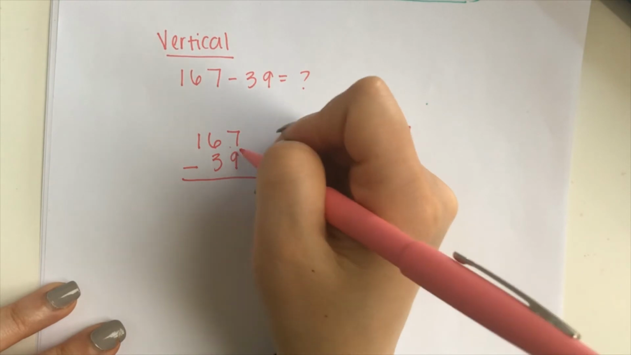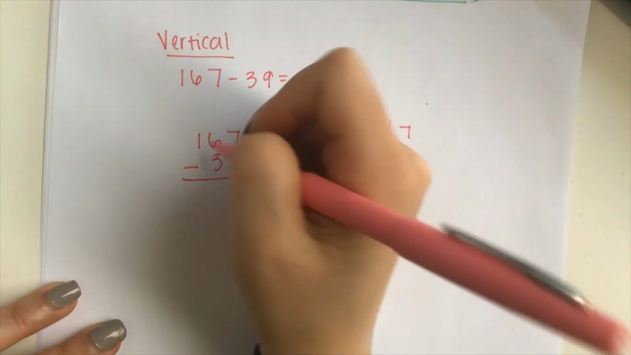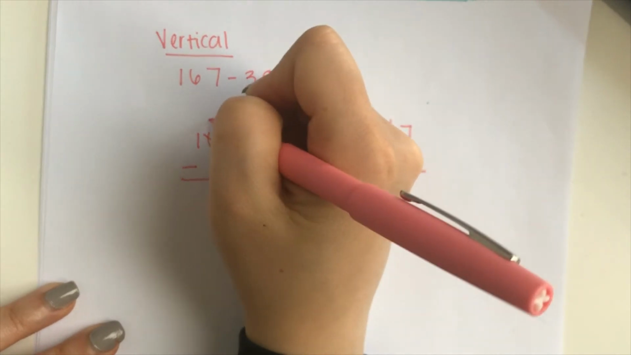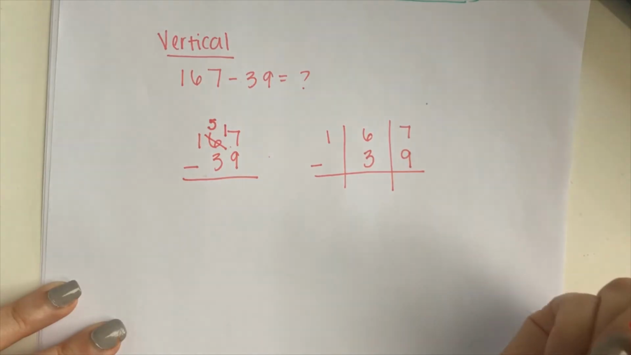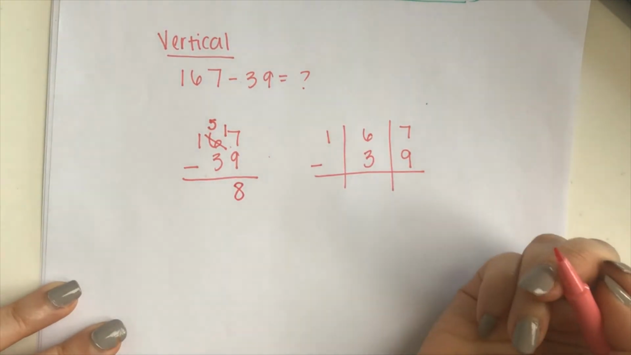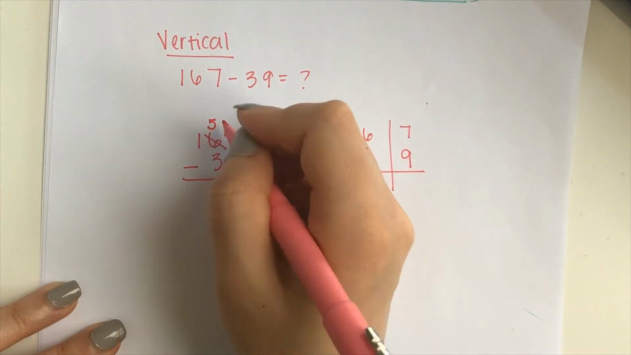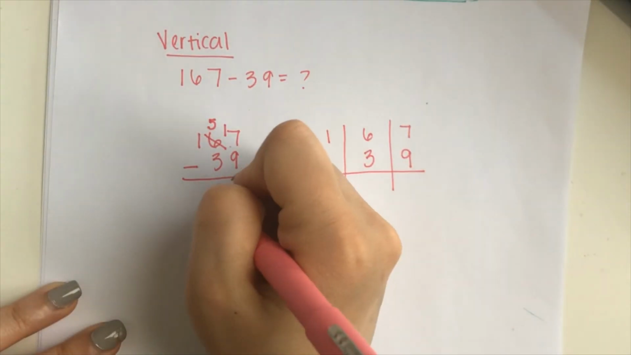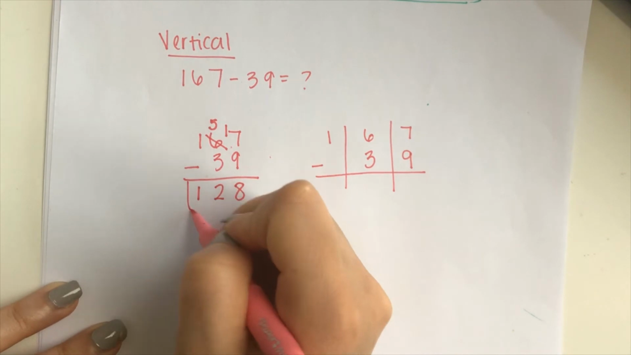I already know that 9 is my bigger number, so you can't take away 7 minus 9. So this is going to become a 5. This becomes a 17. 17 minus 9 is 8. 5 minus 3, you can do that because 5 is bigger than 3, so 5 minus 3 is 2. And 1, I got 128.